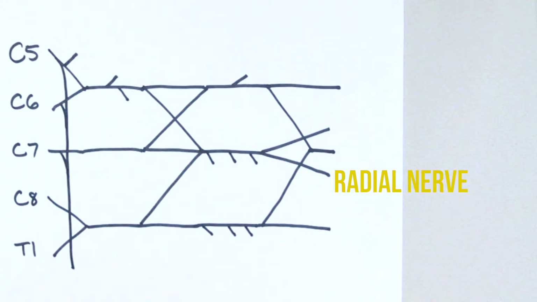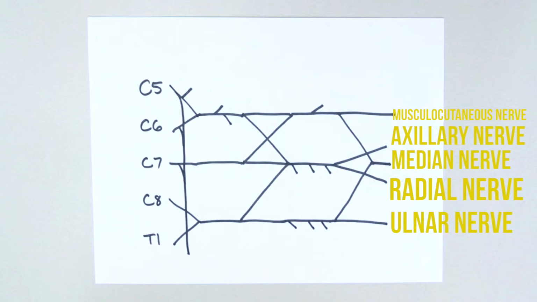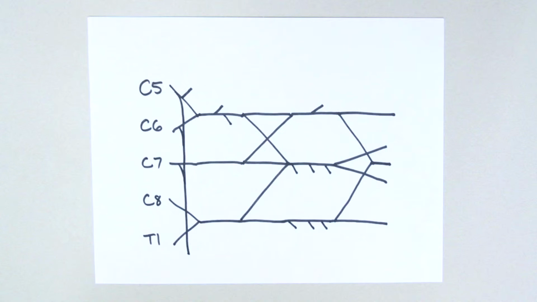And finally, the radial nerve innervates the posterior compartment of the upper arm and the posterior compartment of the forearm. Notice that none of these nerves innervate the posterior side of the hand because there are no intrinsic muscles on the posterior side of the hand.